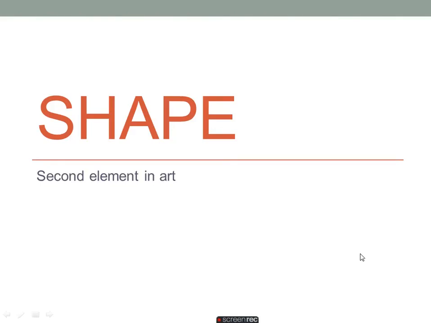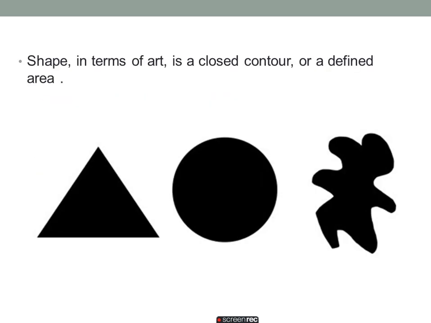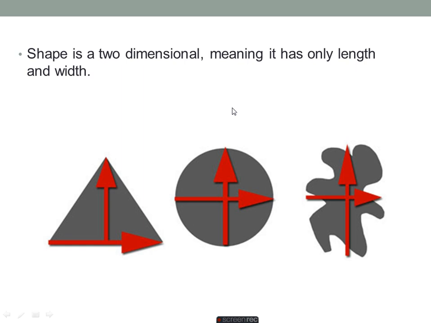Hello, in today's lesson we are going to talk about our second element in art, which is shape. Shape in terms of art is a closed contour or a defined area, like these examples. Shape is two-dimensional, meaning it has only length and width.